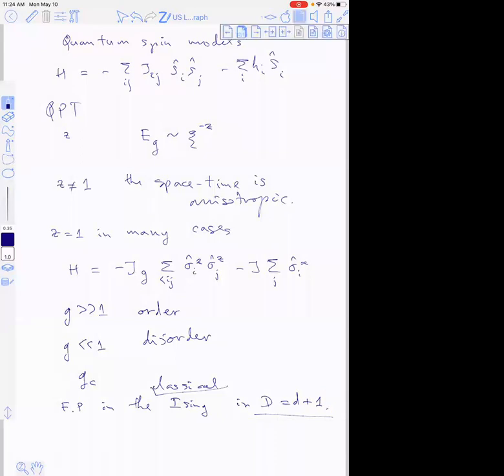So let me briefly give you a flavor of how you do this. What you should be doing is consider the quantum partition function of the Ising model at a finite temperature.